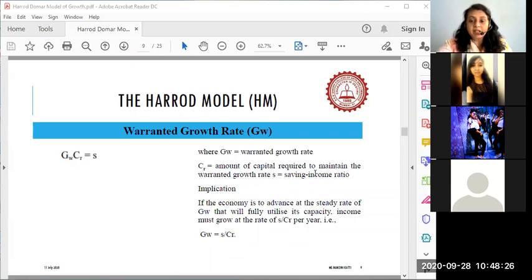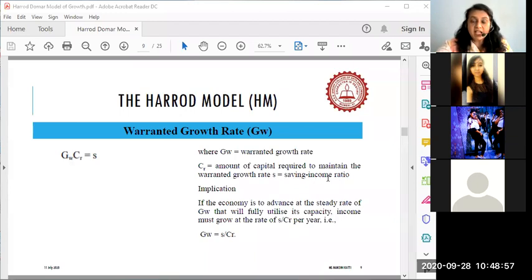Amount of capital required to maintain the warranted rate of growth. If you want to maintain the economy at a 10% growth rate, then maybe 33% savings is not sufficient. We will need 35% savings in the economy. So for the warranted rate of growth, S is equal to the saving-income ratio.